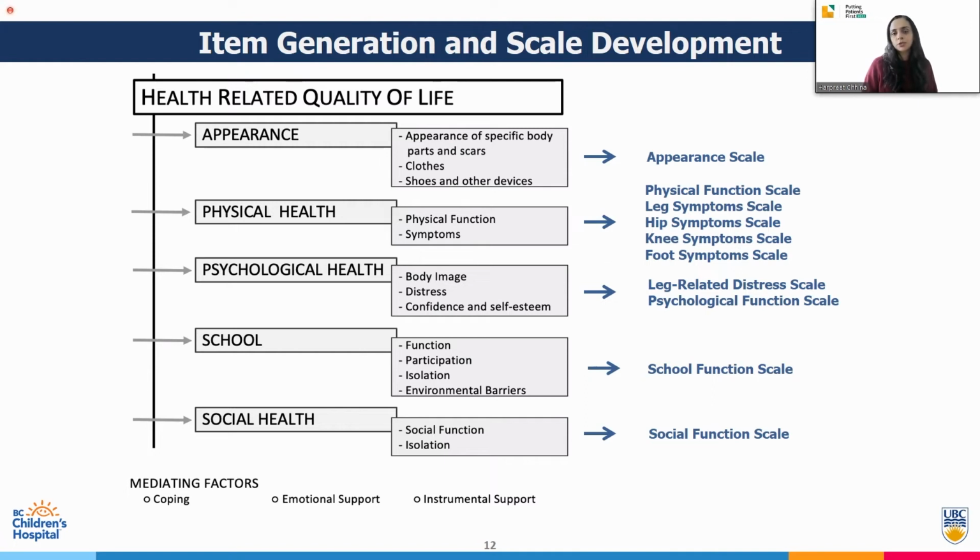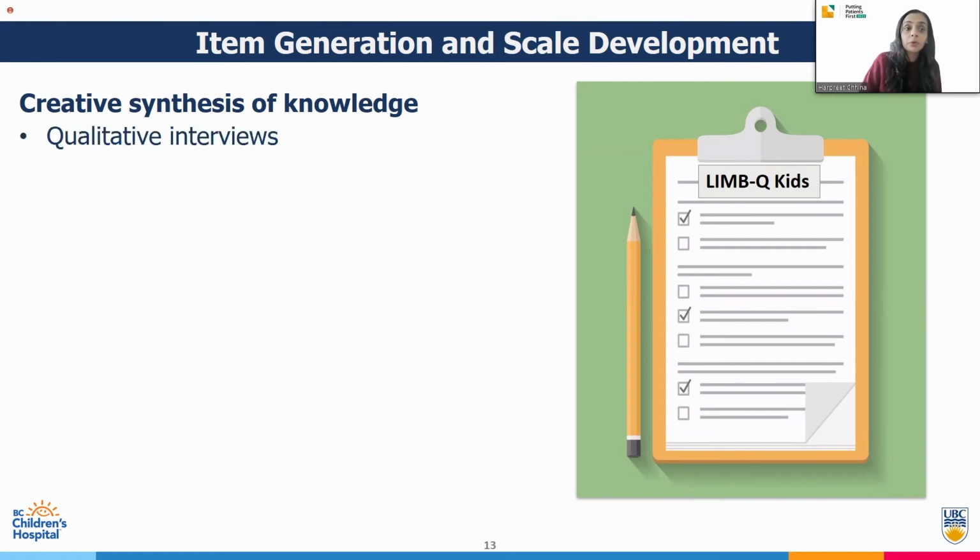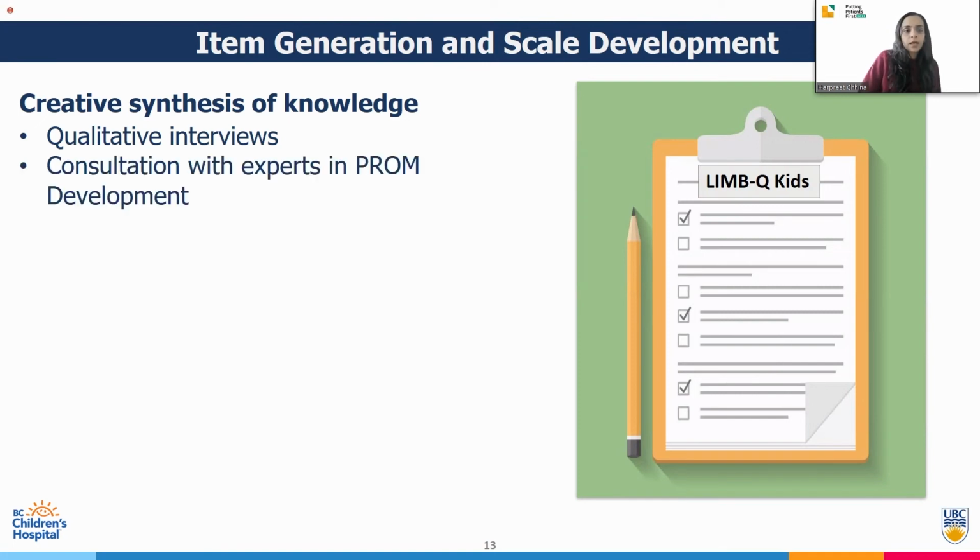A similar process was used to write items and form scales for other themes. Item writing and scale development is a creative synthesis of knowledge. And for us, the biggest source of knowledge was qualitative interviews with the children, really understanding what matters most to these children and ensuring that those important concepts are incorporated in building the items. We also consulted with PROM development experts and clinical experts, and we looked at the guidelines from the literature.